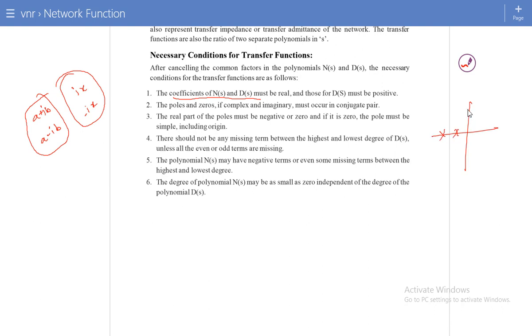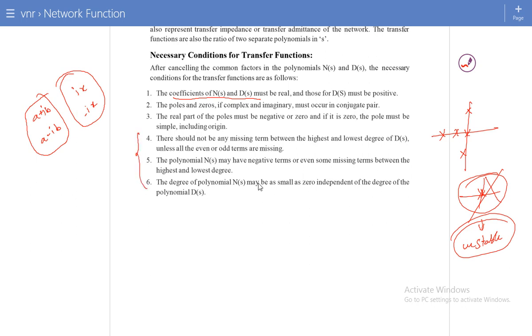If the poles are lying on the imaginary axis, it should be a simple pole, it should not be a repeated pole. If it is a repeated pole, even at the origin, then it is not a transfer function, it is not a stable system, it is an unstable system. Okay, if you speak in terms of stability criteria, then it is an unstable system. Okay, right. Fourth thing, there should be no missing terms between the highest and lowest degree.